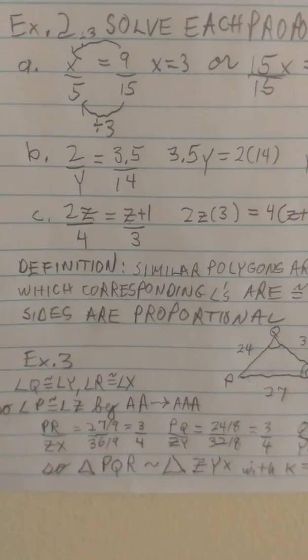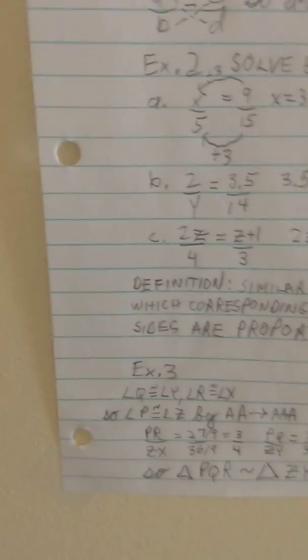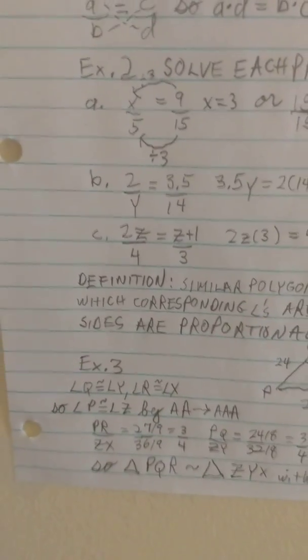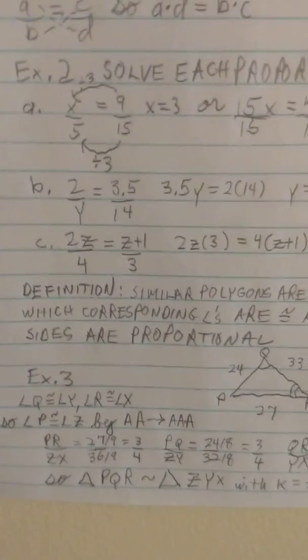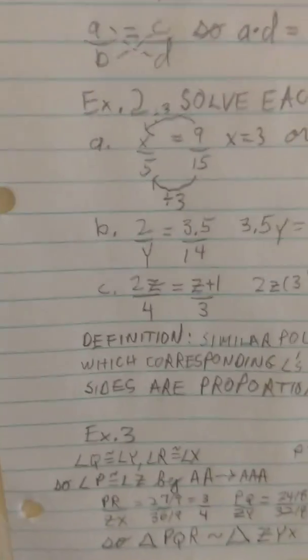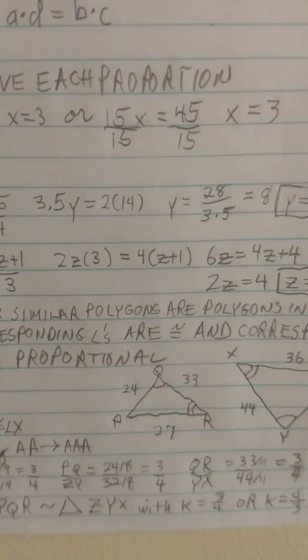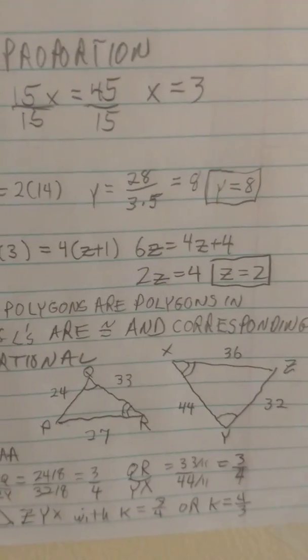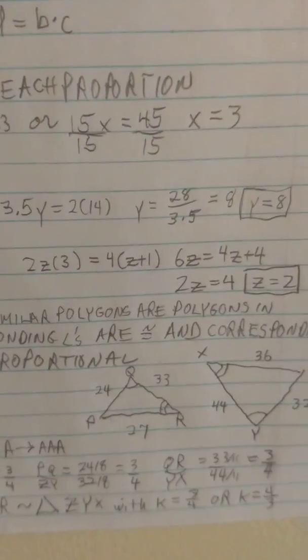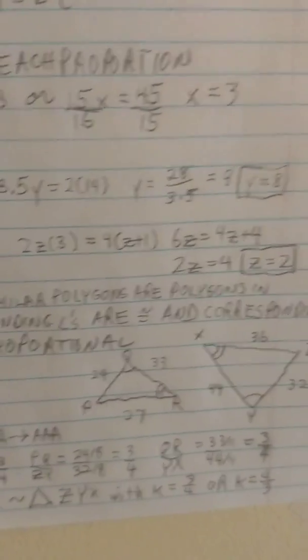PQ over ZY is 24 over 32, and dividing both sides by 8, we get 3 over 4, again the same proportion. Now the third pair of sides, QR over YX, is 33 over 44, and dividing both by 11, we get 3/4.